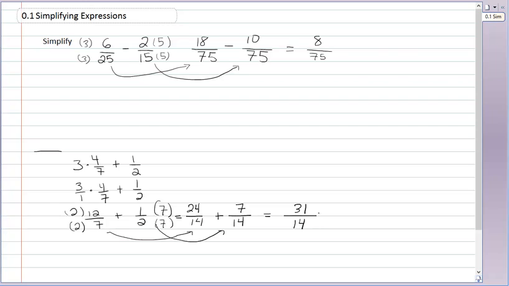Now, we should check to see if it's reducible, but it turns out that 31 is prime. We won't find anything that goes into 31, so certainly nothing in 14 will go into 31. For example, 7 does not go into 31 evenly. 2 does not go into 31 evenly. And those are the only numbers that divide 14, so this is reduced as well. So our two answers then are 8 over 75 and 31 over 14.